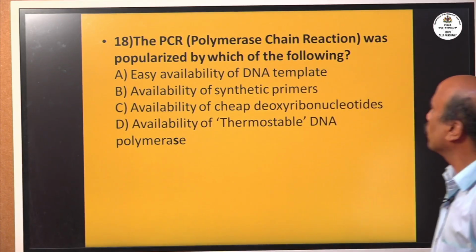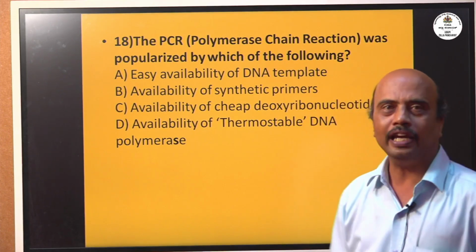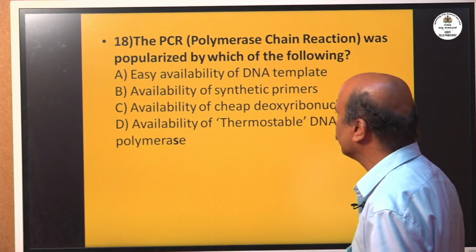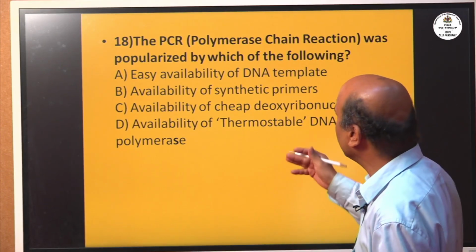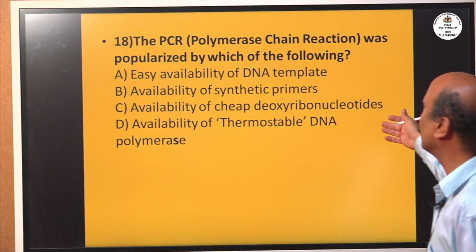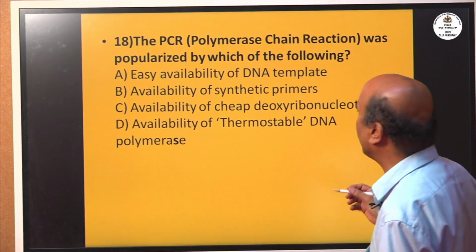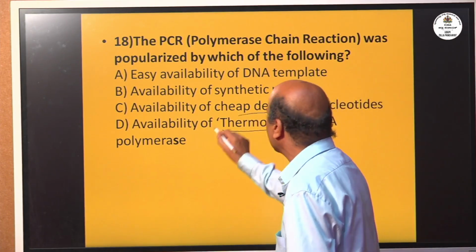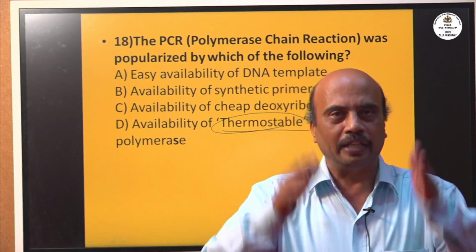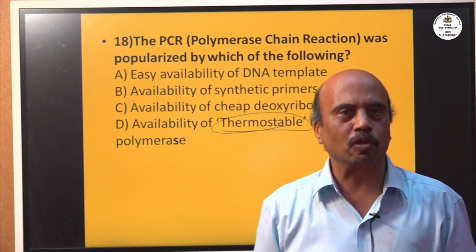The PCR, polymerase chain reaction, was popularized by which of the following? Option A, easy availability of DNA template. Option B, availability of synthetic primers. Option C, availability of cheap deoxyribonucleotides. Option D, availability of thermostable DNA polymerase. So this is the correct answer. Thermostable DNA polymerase that is taken from Thermus aquaticus. So they can withstand high temperature, do not undergo denaturation, and the PCR process will be completed.